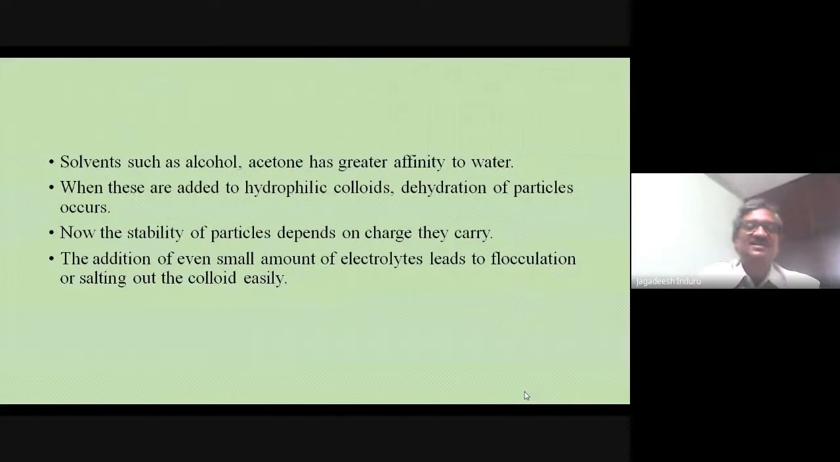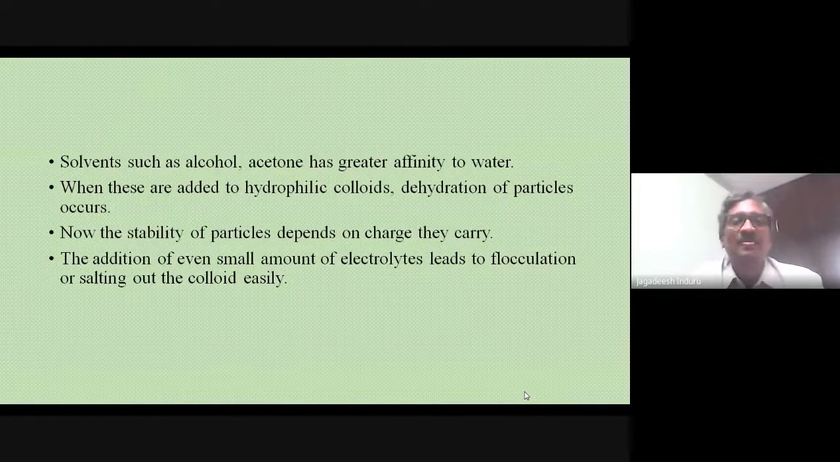But if the charge is near neutral, and the van der Waals attractive force dominates over the repulsion, then you will get an aggregate. That aggregate will form a sediment. That sediment will cause flocculation, and it will form instability in the colloidal system. So the addition of small amounts of electrolytes at that particular time leads to flocculation or salting out of the colloid easily. If you are adding solvents like non-aqueous solvents such as alcohol or acetone, they also carry a charge.